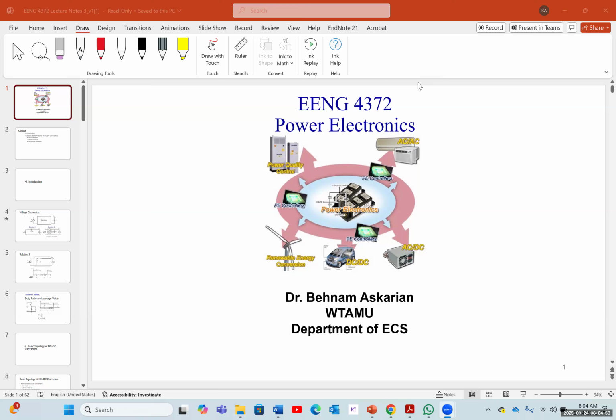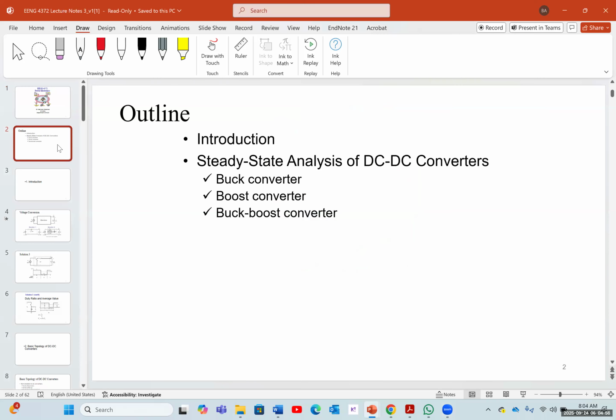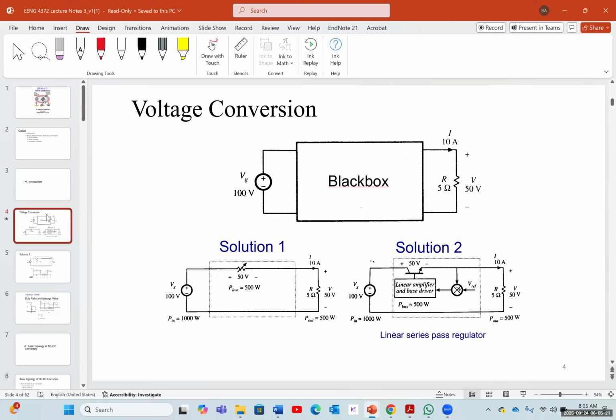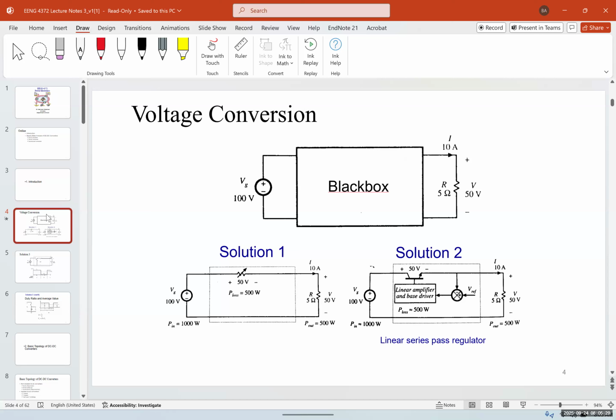Today's class would focus on the steady state analysis of DC to DC converters. And also, if we have time, we will get deep into buck converters, boost converters, and buck boost converters. Before that, we will do a small introduction, which is a review of what we learned so far. So, to convert a DC to DC signal, we have different options.